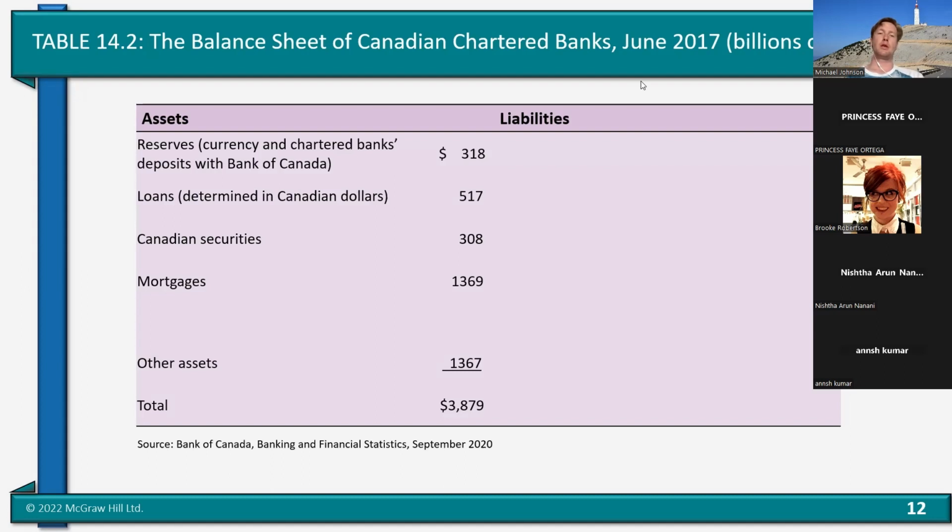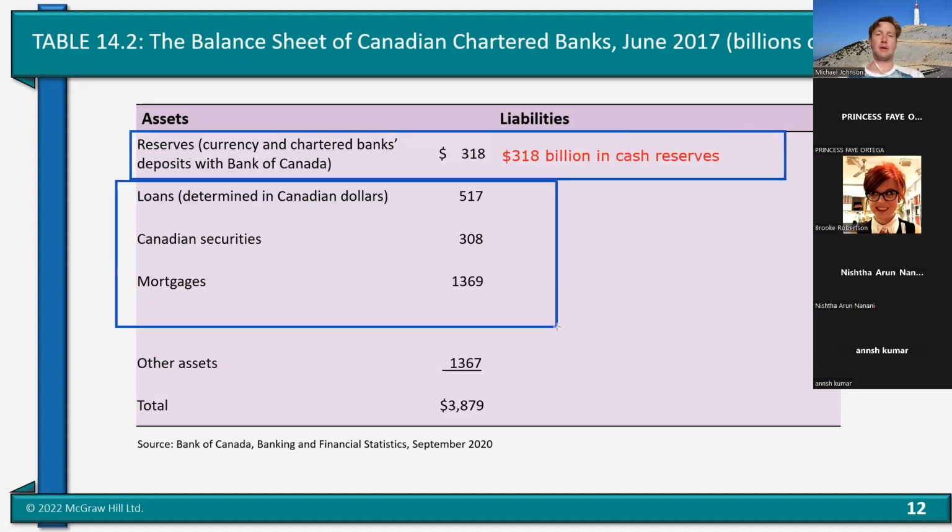And then, here's the bank balance sheet. If this is in billions of dollars, they keep about 318. So reserves here are cash. They keep 318 billion in cash reserves. And then they would put the rest in loans. So the rest would be in loans here.